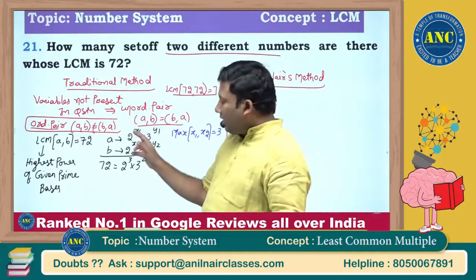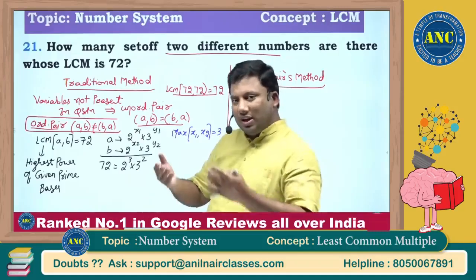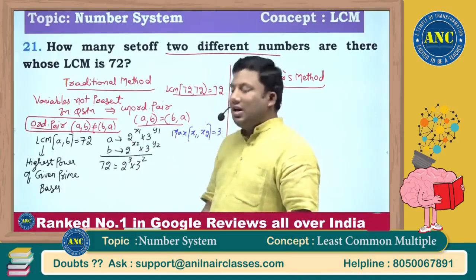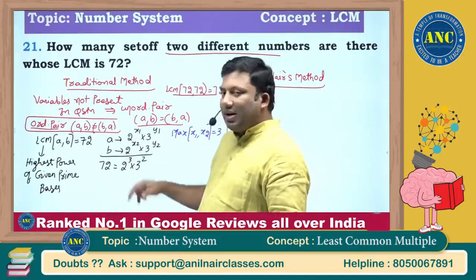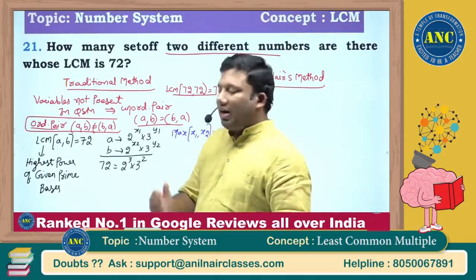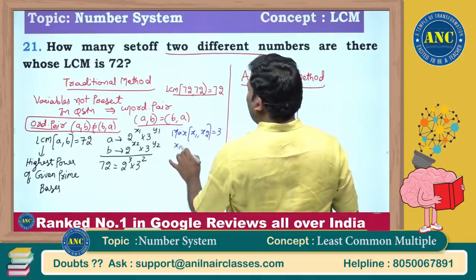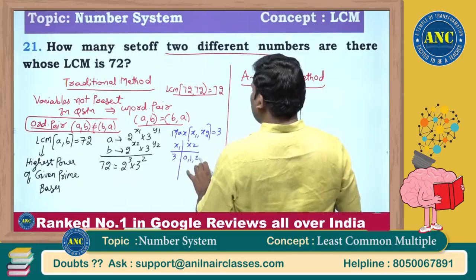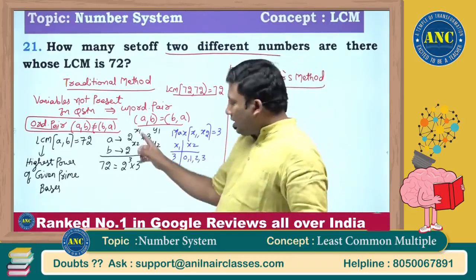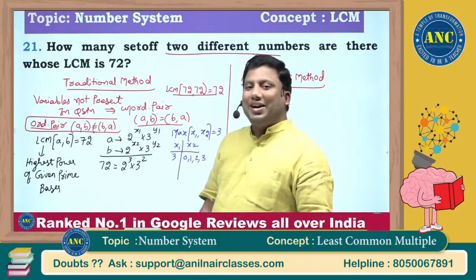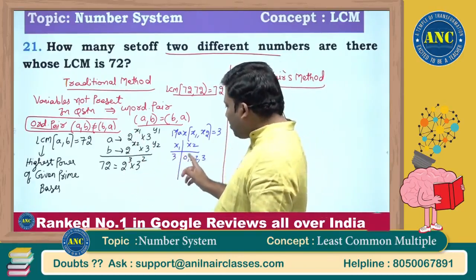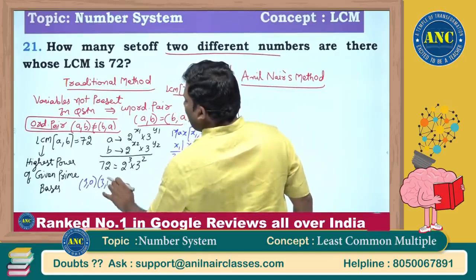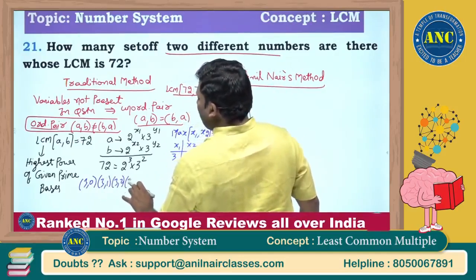Am I right? x1 can take 3, and x2 can take 0, 1, 2, 3. Or x2 can take 3, and x1 can take 0, 1, 2, 3. LCM always takes the highest power of the prime bases. Either x1 should be 3 or x2 should be 3 or x1 and x2 both can be 3. So the maximum of x1 and x2 has to be 3. If x1 is 3, x2 will be 0, 1, 2, 3. Think logically, sir. 2 power 3, 2 power 0: what is highest? 2 power 3. We'll write down the cases here: (3,0), (3,1), (3,2), (3,3).